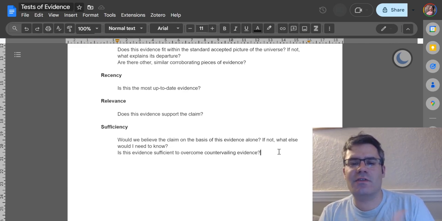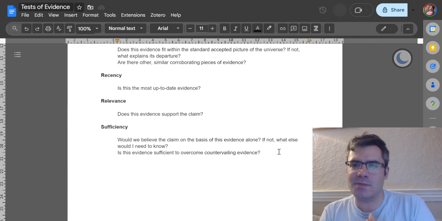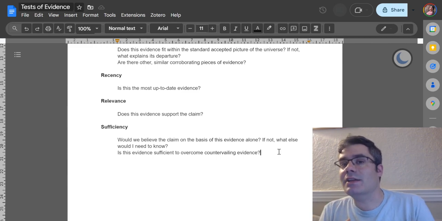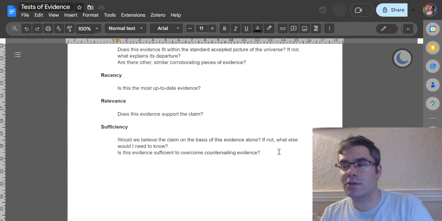And finally, is it sufficient? If we only had this piece of evidence to go on, would we buy the claim that's being made about it? Probably in most cases, we wouldn't want one piece of evidence, but that might give us a sense of how strong the evidence is. How much more would I need to know if I only had this piece of evidence? And what other evidence do I have in order to support those claims?